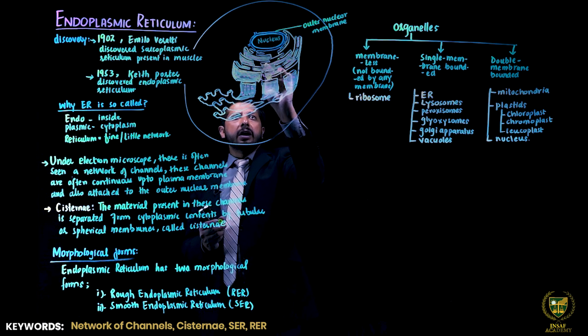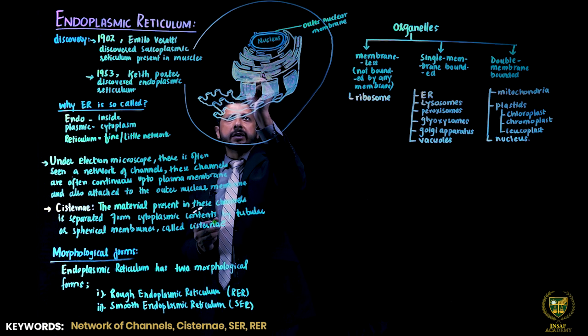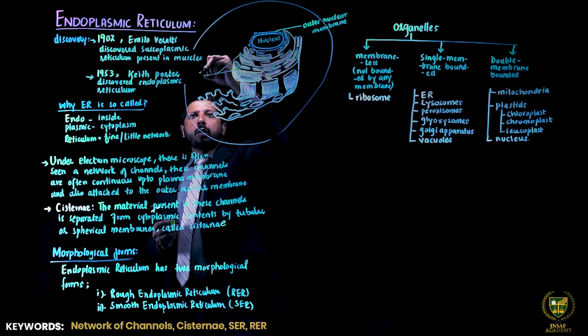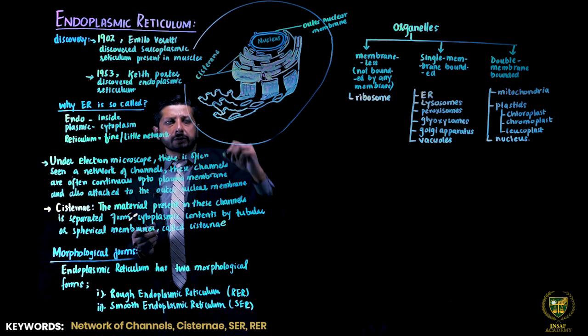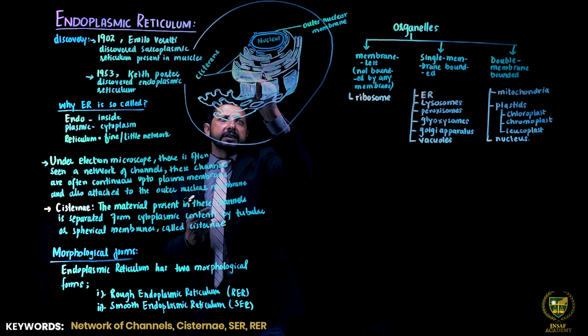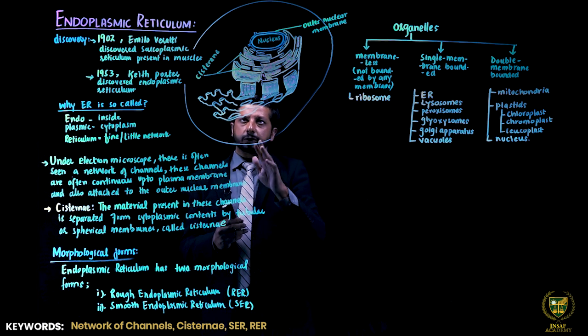You remember, these uncolored spaces that you see, these are the channels, and these channels are called cisternae. Cisterna is for singular, and as there are more than one, these are called the channels, and these are interconnected channels. They are connected from the inside.